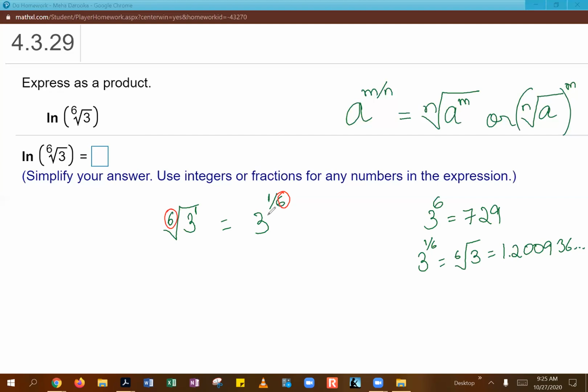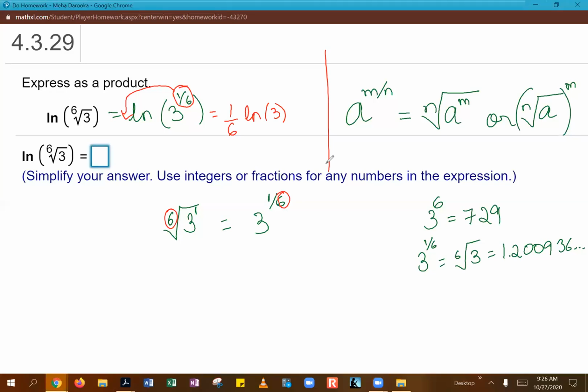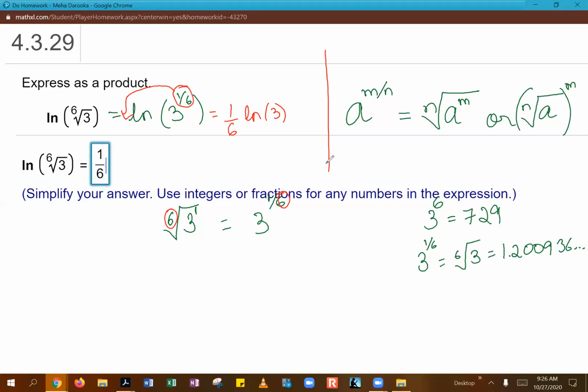So once you can rewrite this logarithm as a natural log of 3 to the power of 1/6, then of course we can use our power rule, and we can take that exponent and bring it to the front. So we will end up getting 1/6 times the natural log of 3. So that's kind of how the progression of this problem is going to work out. So we will have 1/6 and then natural log of 3.